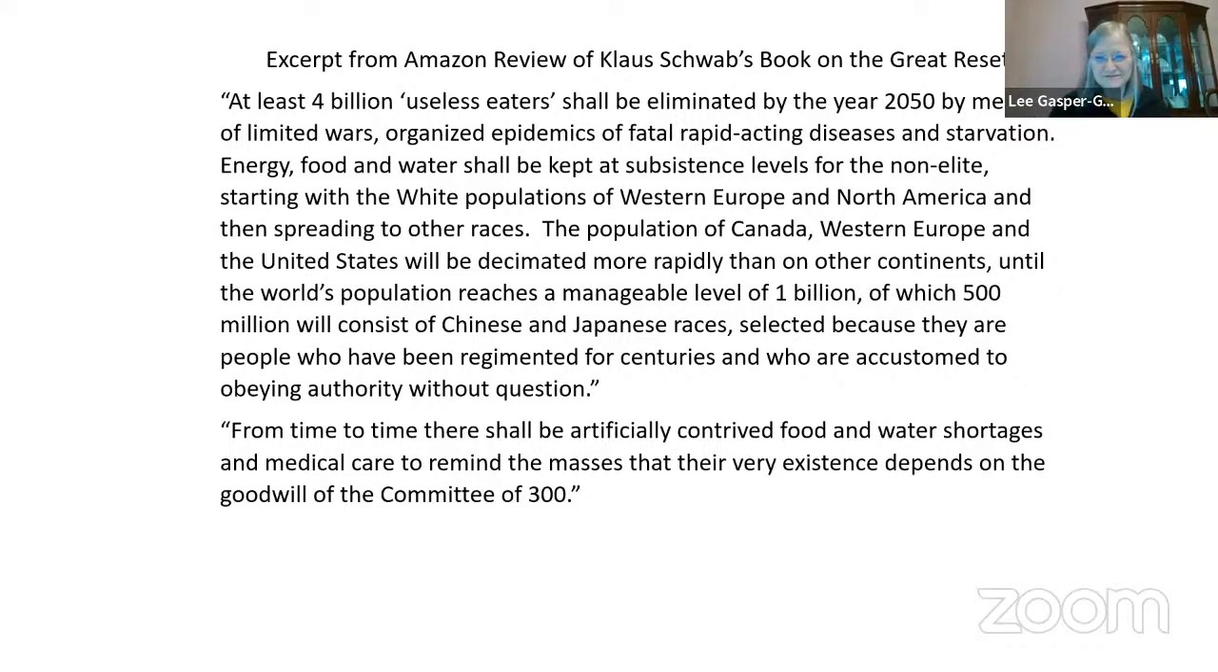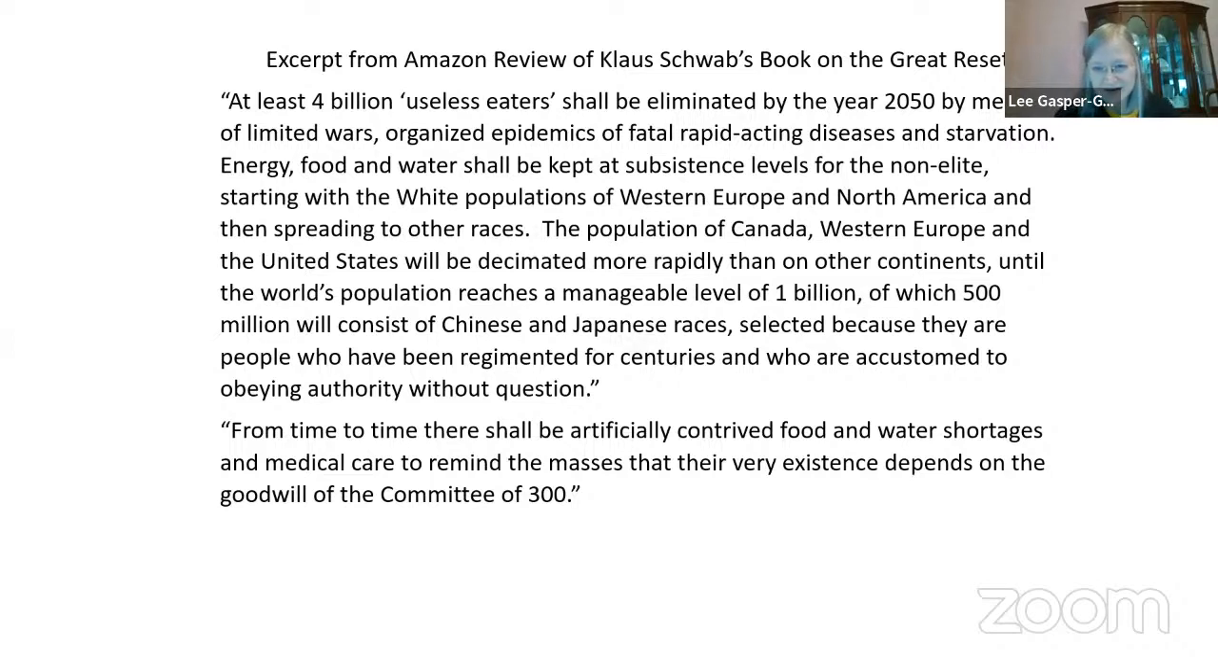Organized epidemics of fatal rapid acting diseases. Yeah, we've had that the last couple of years, haven't we? And starvation yet to come, I guess. Energy, food, and water shall be kept at subsistence levels for the non-elite. That's us, guys. Starting with the white populations of Western Europe and North America, and spreading to other races.